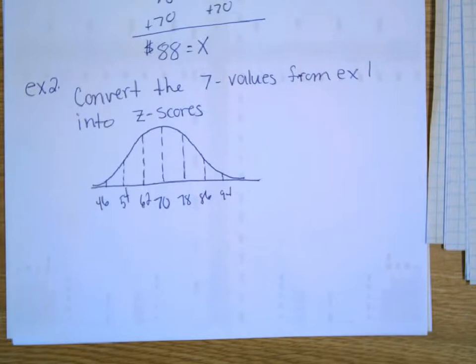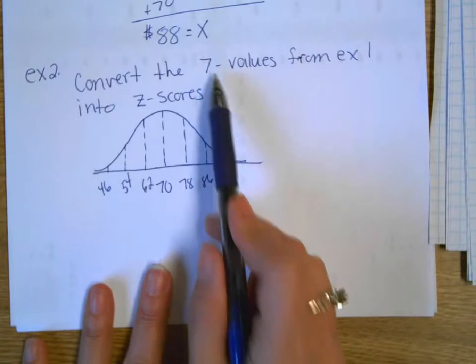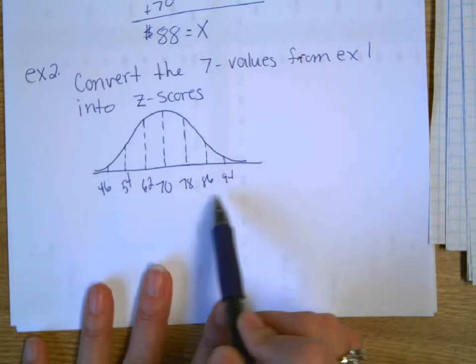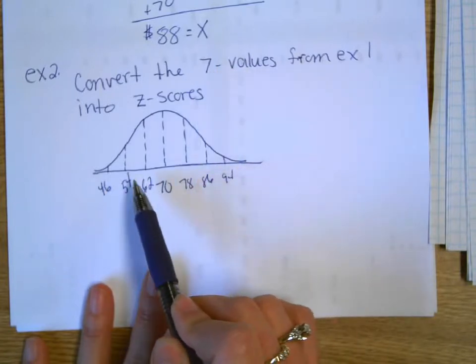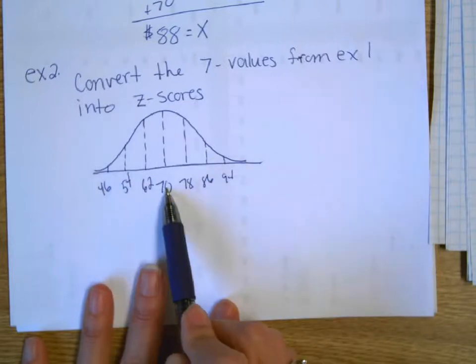Okay, what I'm asking you to do here is very easy. Think about it. I'm asking you to convert these 7 numbers into Z-scores. All 7 of them. So think about the 70. How far away from the mean is 70? Zero. The mean has a Z-score of 0.